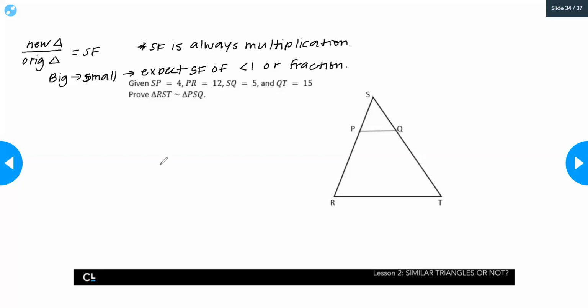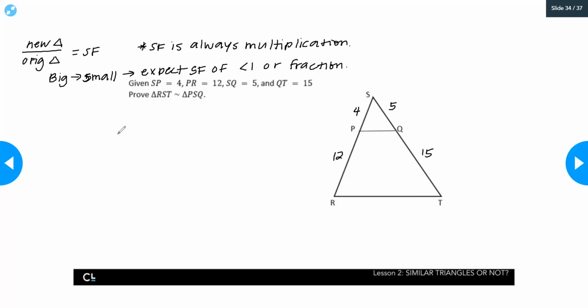All right, so let's get into this. We're going to go ahead and mark up, we'll leave all of the markings for what our givens are. So we have that SP, so this piece right here, is 4. We are told that PR, so this piece, P to R, is 12. Then SQ is 5, and Q to T is 15. Now we are trying to prove that the triangle RST, this big triangle, is similar to my small triangle PSQ.